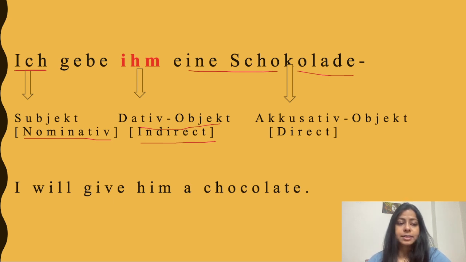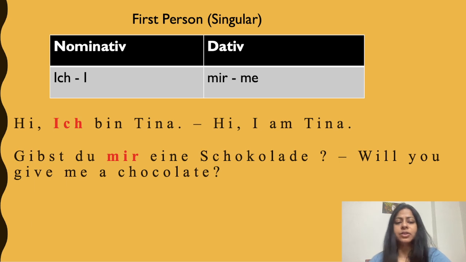Now let's learn various dative personal pronouns. Let's see how to use this in a sentence. So for ich, which means I, dative personal pronoun is mir, which means me. Now let's look at a sentence.